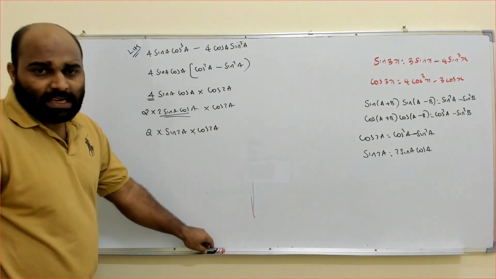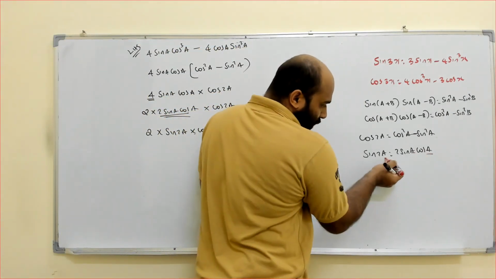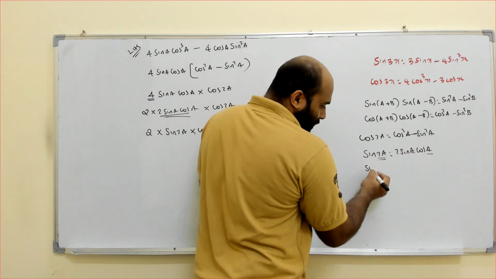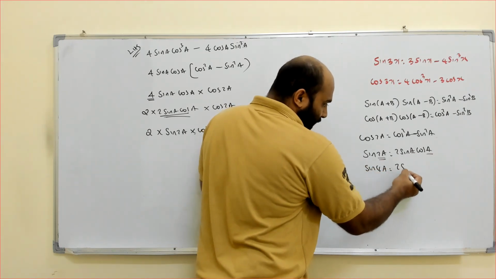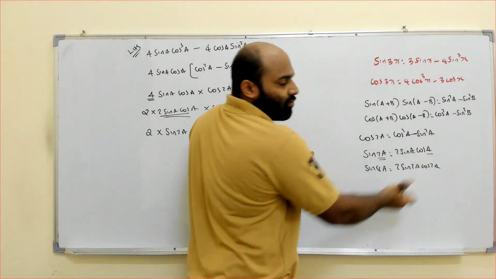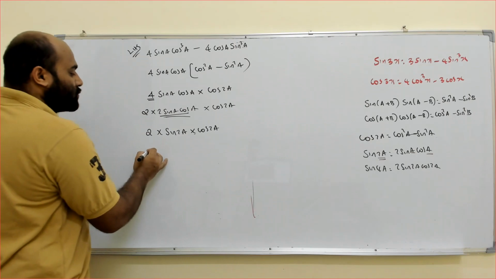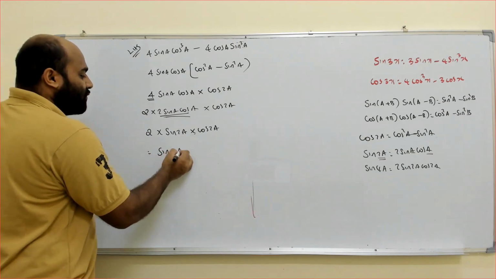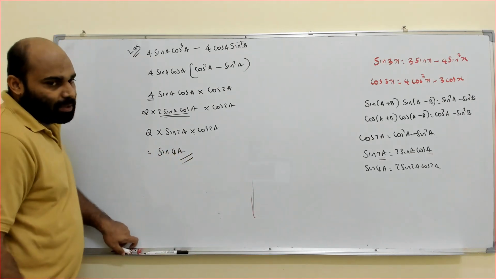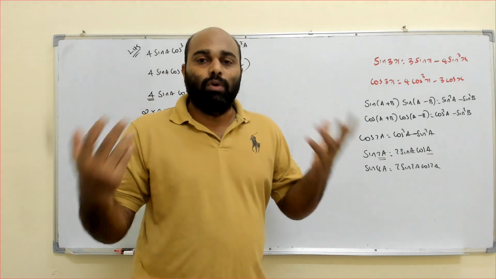Now again this pattern is coming. See, 2 sine A cos A is sine 2A. Then what about sine 4A? Sine 4A will be 2 sine 2A cos 2A. If it is 4A, there will be 2A half. So 2 sine 2A cos 2A will be sine 4A. I hope you understood it. Please write this also, and first observe and try to write yourself. More questions will be updated.